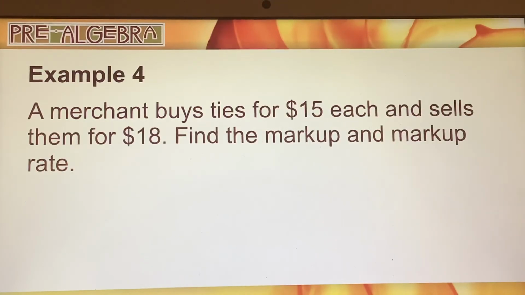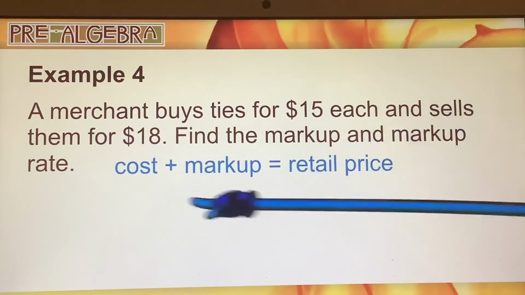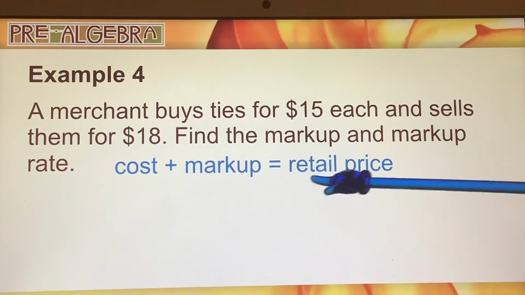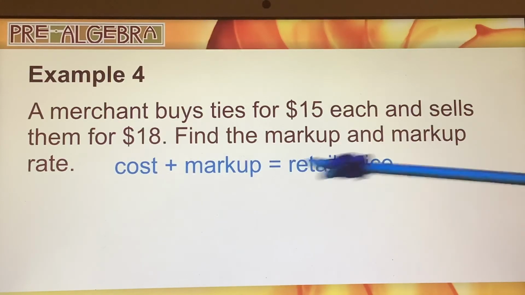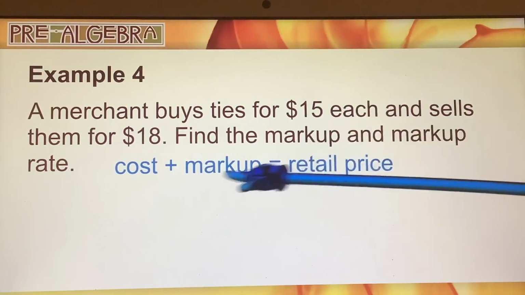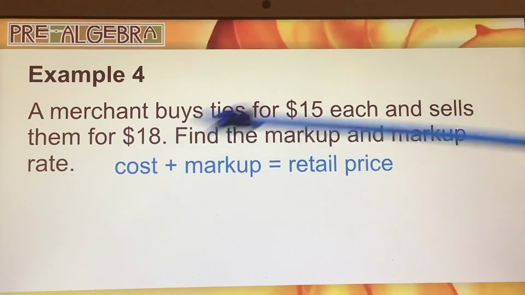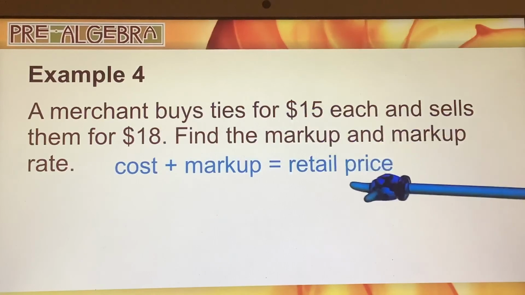Okay, let's take a look at ties now. A merchant buys ties for $15 each and sells them for $18. Find the markup and the markup rate. So a merchant pays $15 for his ties, but he has to sell them for $18. So how much is the amount of markup? The cost plus the markup is equal to the retail price. What's the cost of each of these ties? It's $15. And the retail price is the final price. He sells them for $18, so that's the retail price.